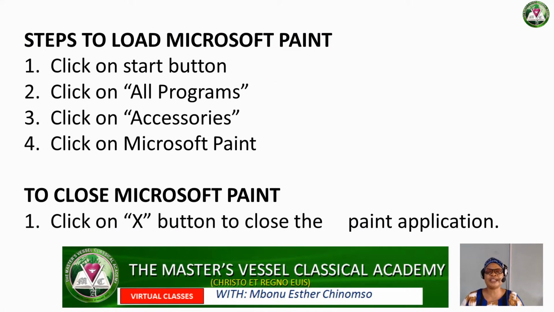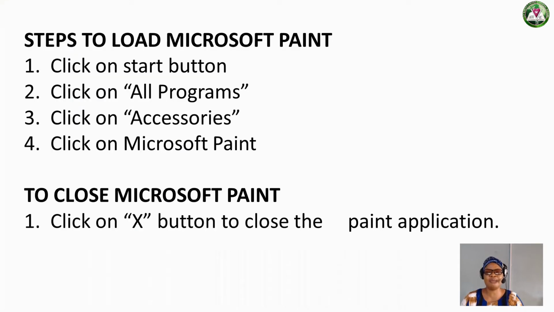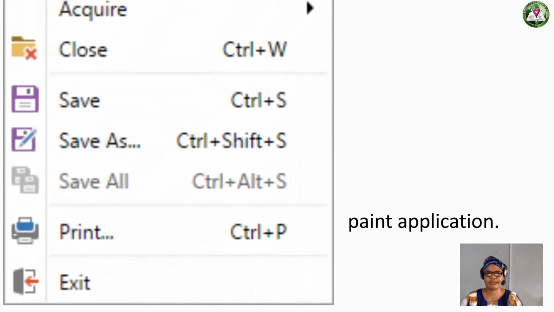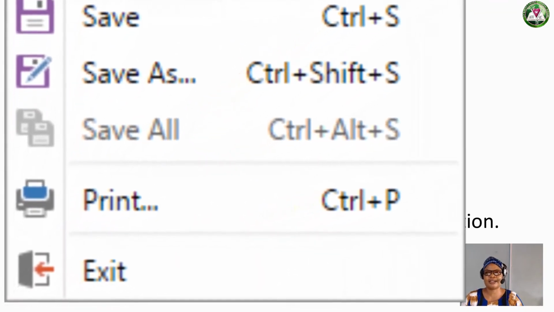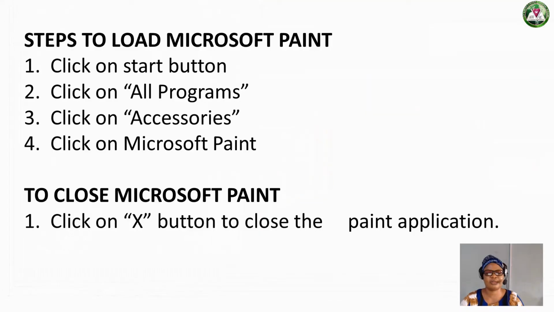You can equally close Paint application by clicking on the File menu. When you click on the File menu, you will see a drop-down menu. Then, click on Exit. Exit is E-X-I-T. Once you click on Exit, Paint environment will close. That is how to close Paint environment.